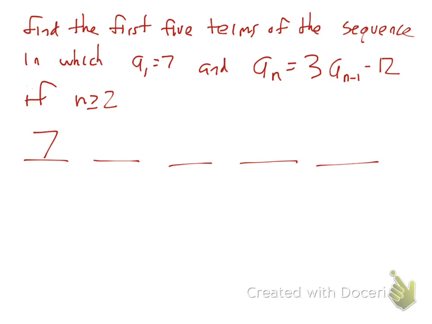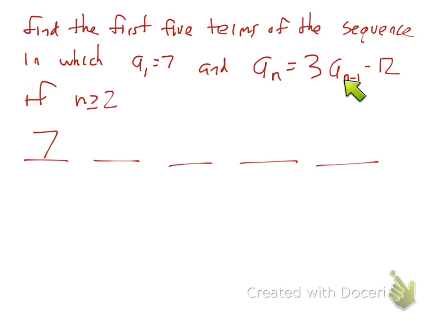7, so your first term is already a 7. We just need to find the rest of them. And all you have to do, guys, is use the formula that you have there. We know this is a recursive formula because of this, a sub n minus 1. That means it's always going to talk about the term before it.